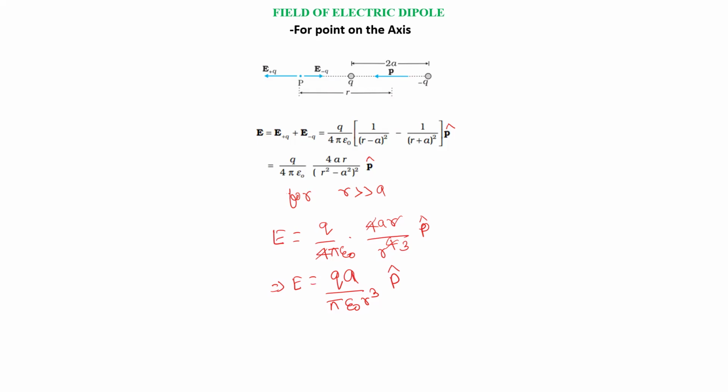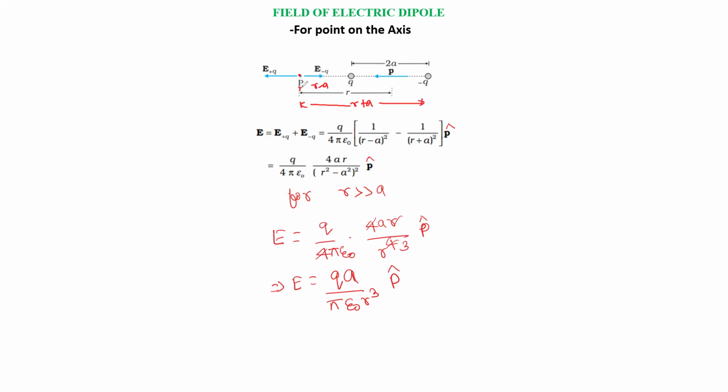This is the field of the electric dipole. So here we are trying to find the field at a point on the axis. So here this point P is considered on the axis. From the charge +Q, its distance is going to become R minus A, and from the charge -Q, its distance is going to become R plus A.